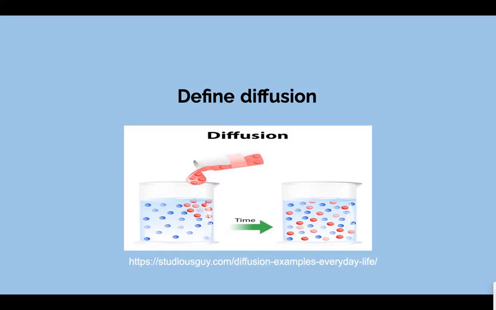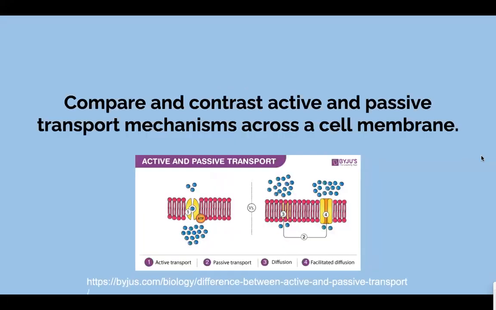It is an essential process in various biological systems. It allows for the exchange of gases in the lungs, the transport of nutrients and waste products across cell membranes, and the movement of molecules within cells and throughout the body. Diffusion plays a vital role in maintaining the balance and functioning of biological systems. I added a picture of diffusion being processed over time to the left.